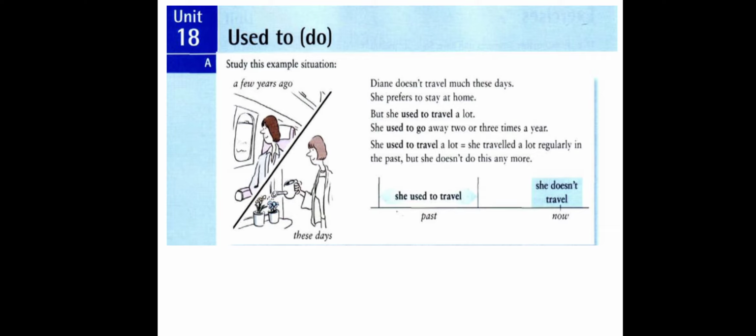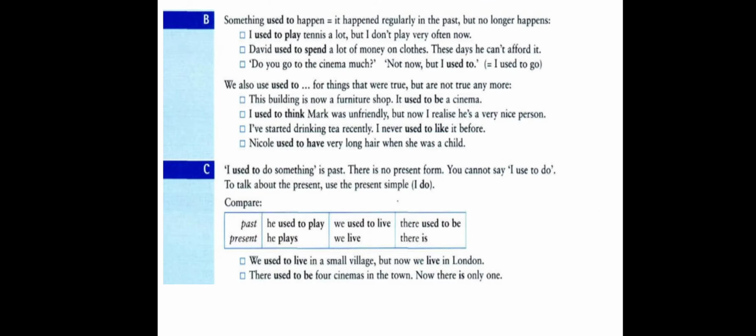So we say she used to travel in the past. And now she doesn't travel. Something used to happen means it happened regularly in the past but no longer happens. Means it is not happening now.